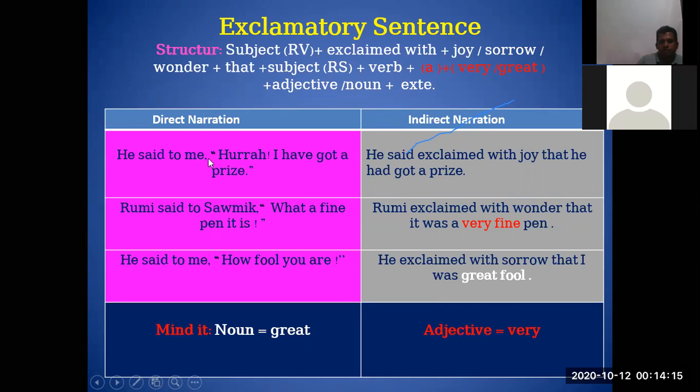Yes, sir. As you say, he said, he exclaimed with joy. Here said is a mistake, I think. He exclaimed with joy that he had got a prize.